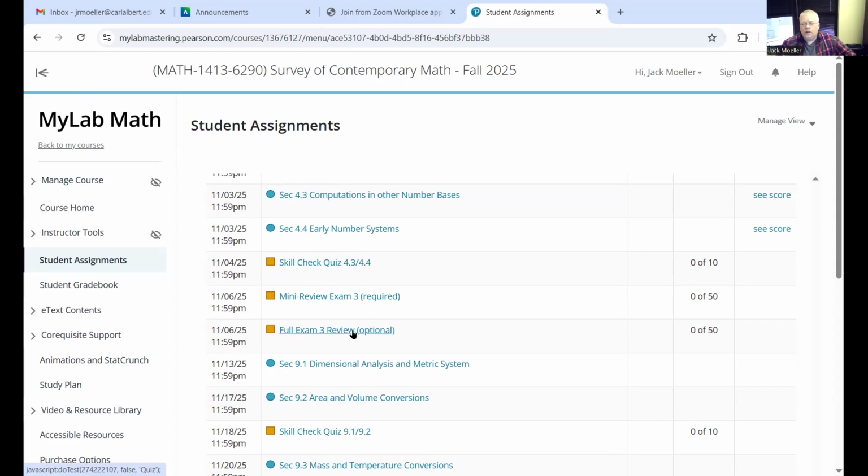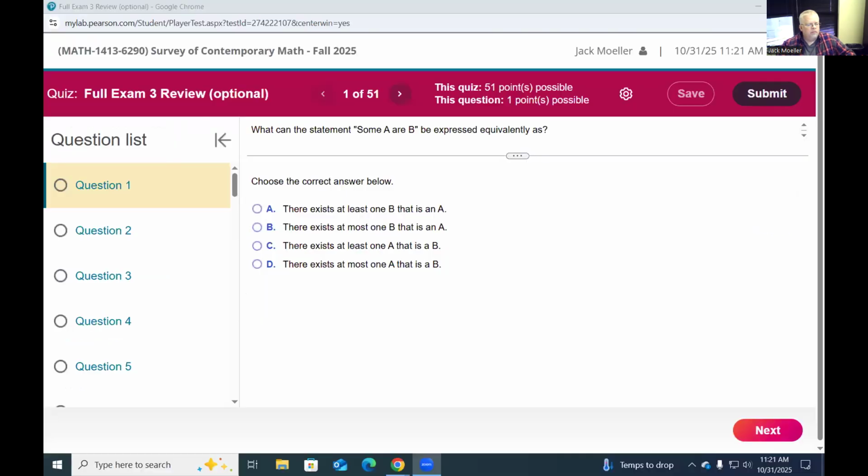All right, so let's get into the full review and start going through some questions. Just like all my tests, they are in order that we covered them in class. So the first part is going to be 3.1. And 3.1 is when we introduce the idea that a statement is something that's either true or false, but not both at the same time. We had to translate those into equivalent statements.